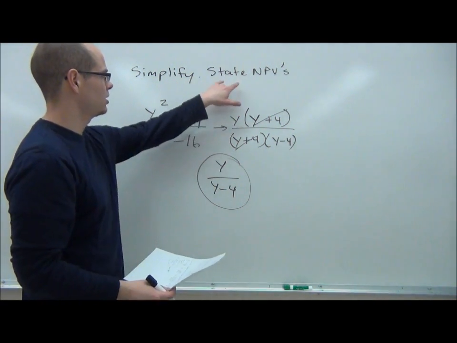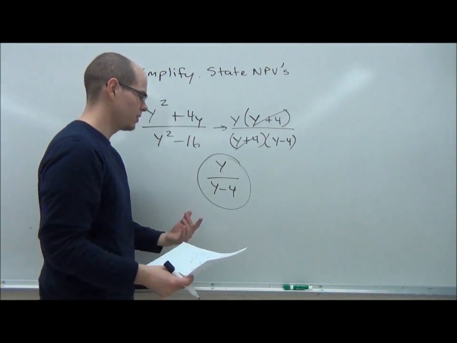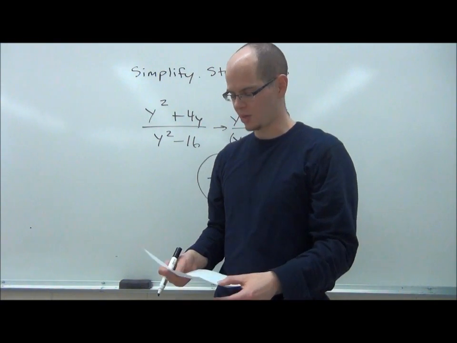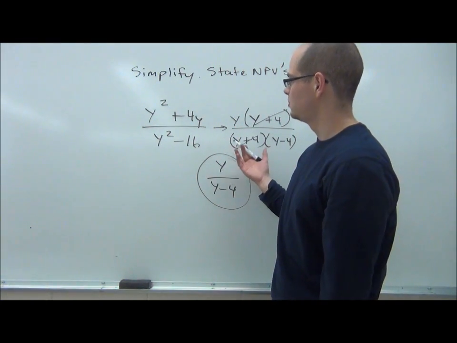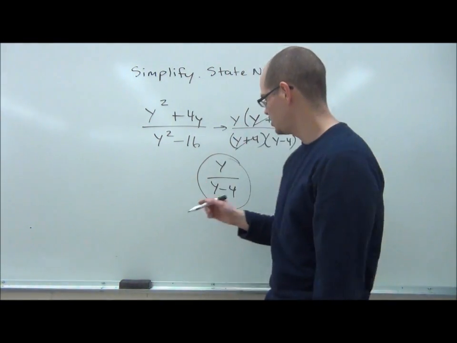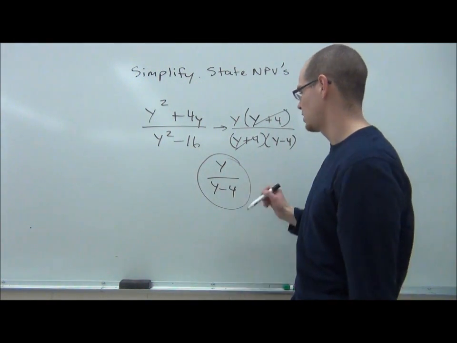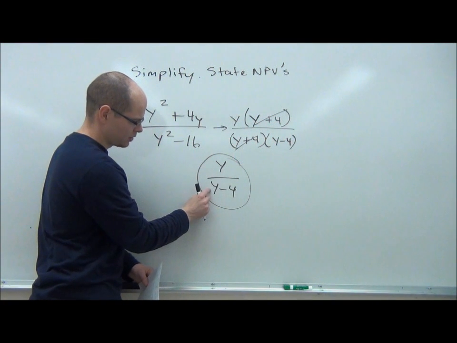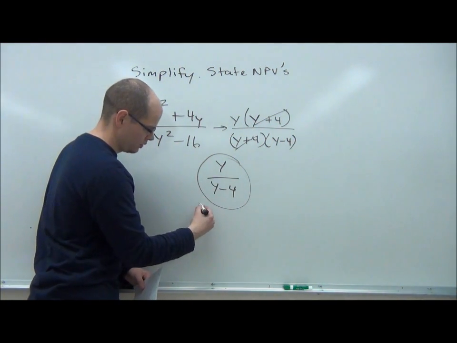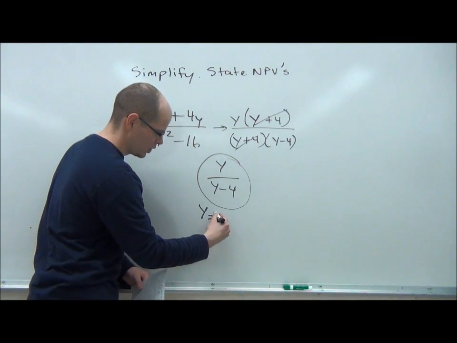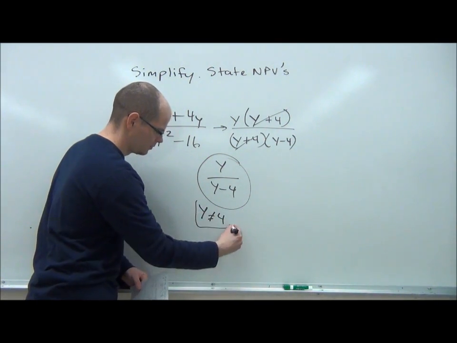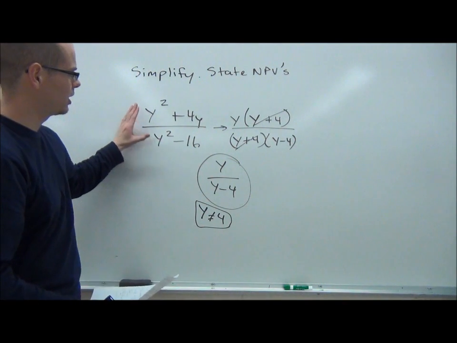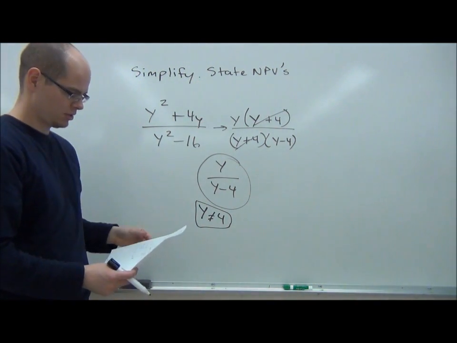Last thing, non-permissible values, they show up everywhere. What are non-permissible values? You can't divide by 0 with rational expressions. Dividing by 0 is meaningless logically, so whatever makes the denominator 0 is not allowed. Some number minus 4. The number that makes the bottom 0 is 4, because 4 minus 4 is 0. So our non-permissible value is y cannot equal positive 4. Okay? And this is the act of simplifying. You're basically breaking a fraction down into lowest terms.